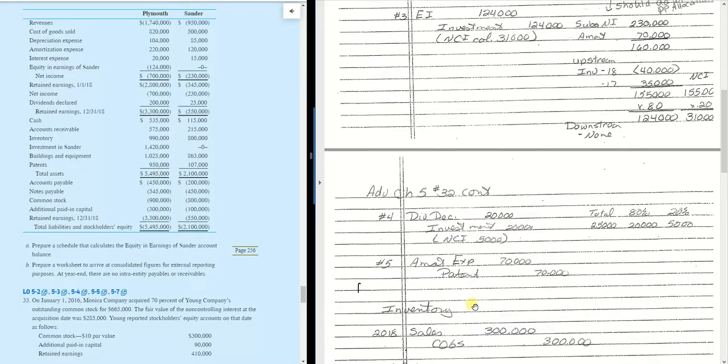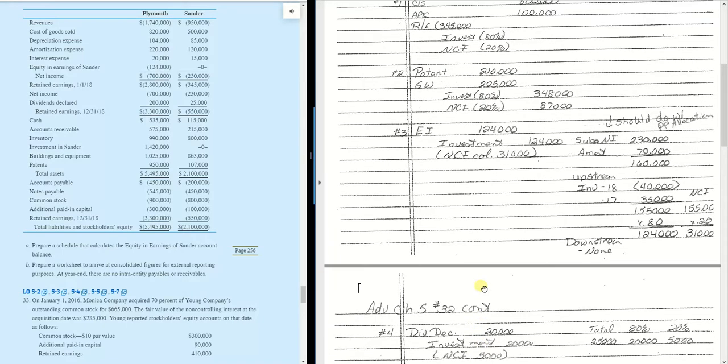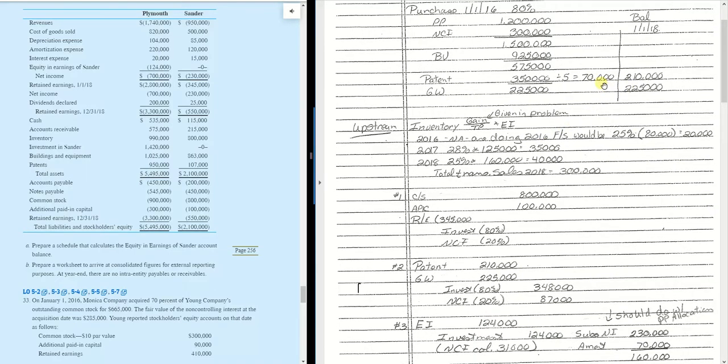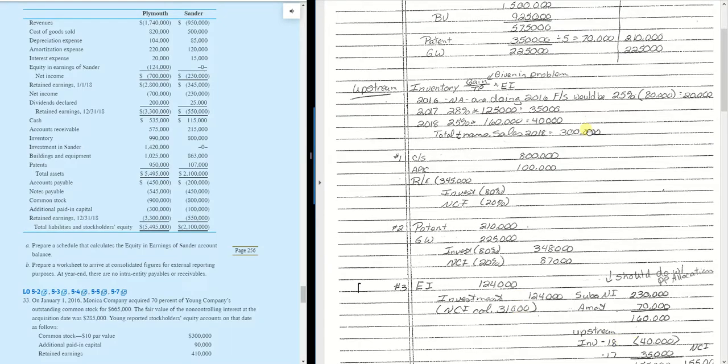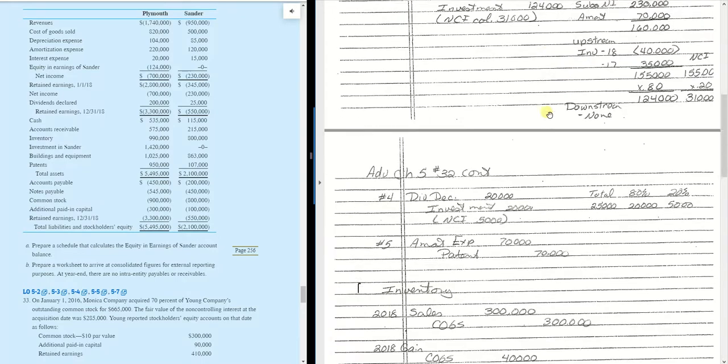I do my dividends next. So dividends declared against the investment. Notice I have $25,000 of dividends. 80% is $20,000 and non-controlling interest gets 5. So down here, I record my amortization expense, which is $70,000 against the patent. I do my 3 inventory entries. So remember, $300,000 for current year sales, $40,000 for current year gain that I'm removing, $35,000 for prior year gain that I'm adding back. Right?